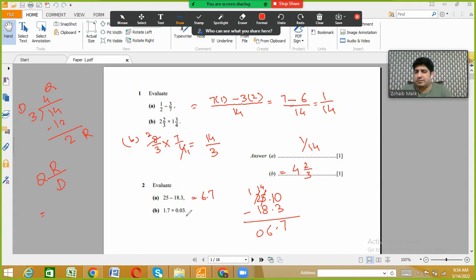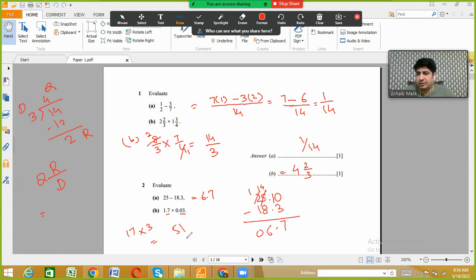Now part B: 1.7 into 0.03. Two decimal values are being multiplied. The simplest way to find the product is to ignore the points. So this becomes 17, and this value becomes 3, because 003 means 3. 7 threes are 51. In the question, we actually had three decimal places: two here and one here, three in total.